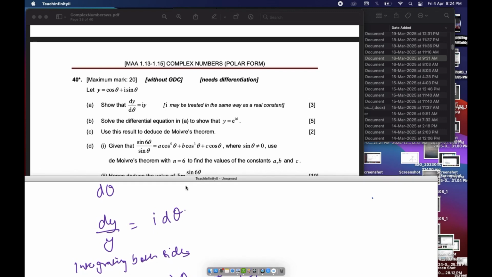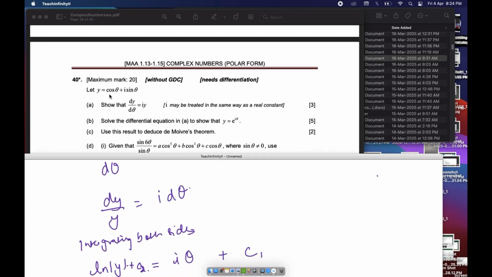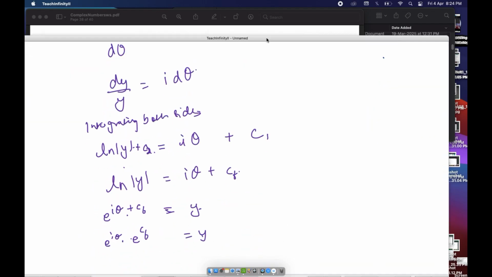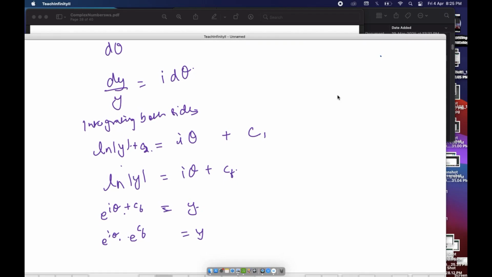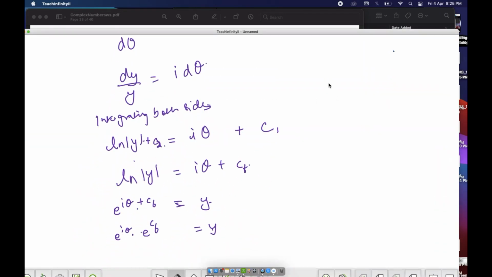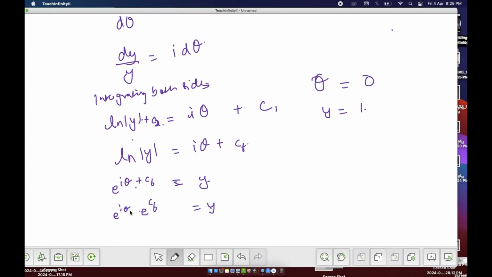Now what can we do? Let's go back. Do we have any initial condition? We can see what happens. We know that we have y equal to cos theta plus i sin theta. So what will happen if theta becomes equal to 0? Then y becomes equal to 1, right? Why will y become 1? Because y is equal to cos 0 plus i sin 0, and of course this part will become 0, so y becomes 1 in that case.